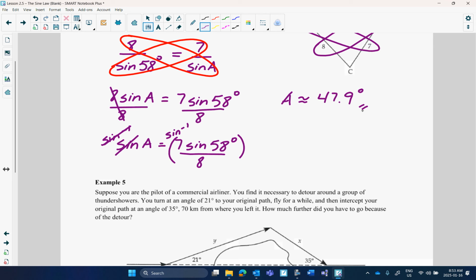And of course, to finish up this question, we have to find angle C. I've already got A. Well, now that we know 2 of the angles, it's 180 minus the one we just found, minus 58. So angle C will become, what do we get? Oh, I have to correct that. 74.5 degrees.